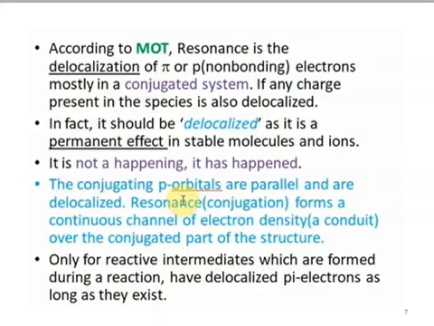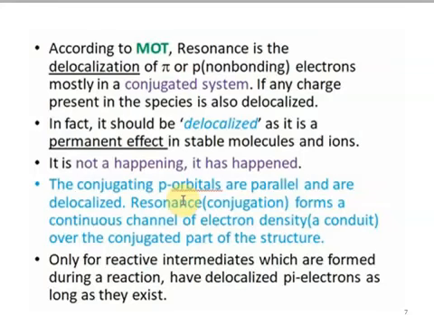So the conjugating p orbitals are all parallel, and they are in position to overlap with each other, right? By sideways overlap, they form pi bonds, and they can alternately form pi bonds with each other. In this way, by their alternating parallel overlaps, the electrons are delocalized. So resonance, since it always occurs in conjugation, forms a constant channel of electron density. Just like in benzene, we form a continuous ring, right? This continuous ring shows the continuous electronic density, and this electronic density is spreading all over the conjugated system.